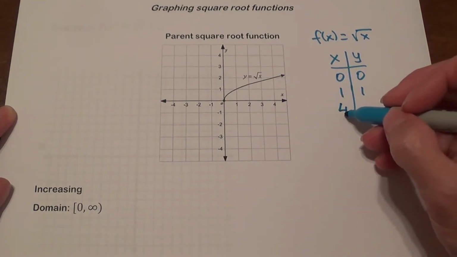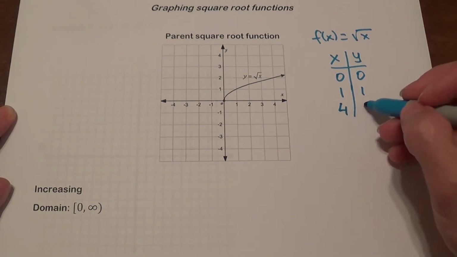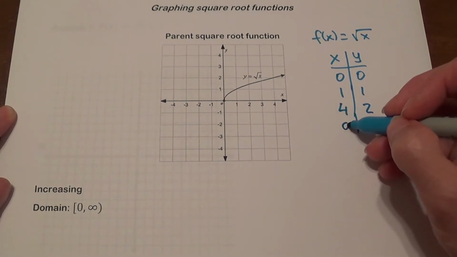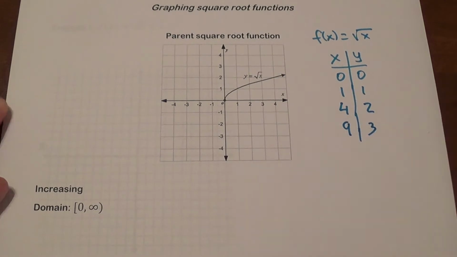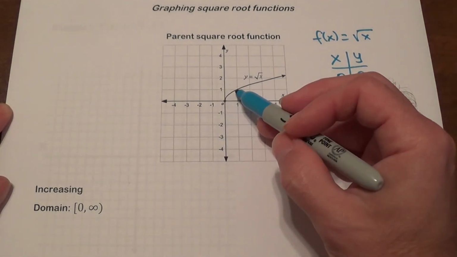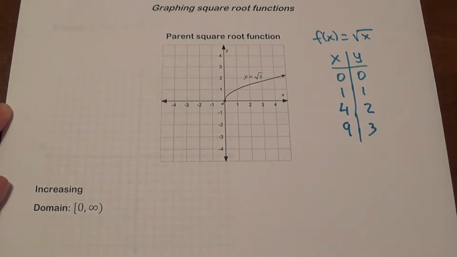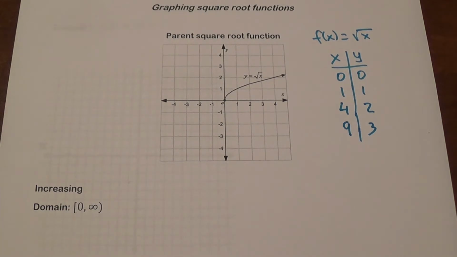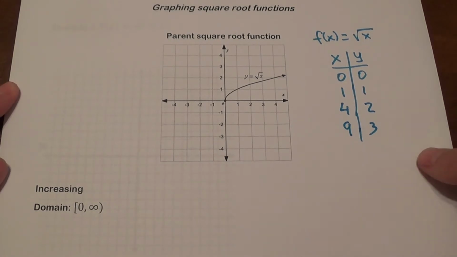Next number is 4. Square root of 4 is 2, square root of 9 is 3. So these are points: 0, 0, then 1, 1, here's 4, 2. We don't have any room here for 9, 3. But this is an increasing function with domain from 0 to infinity, 0 included. So let's take a look at how transformations are going to affect that.